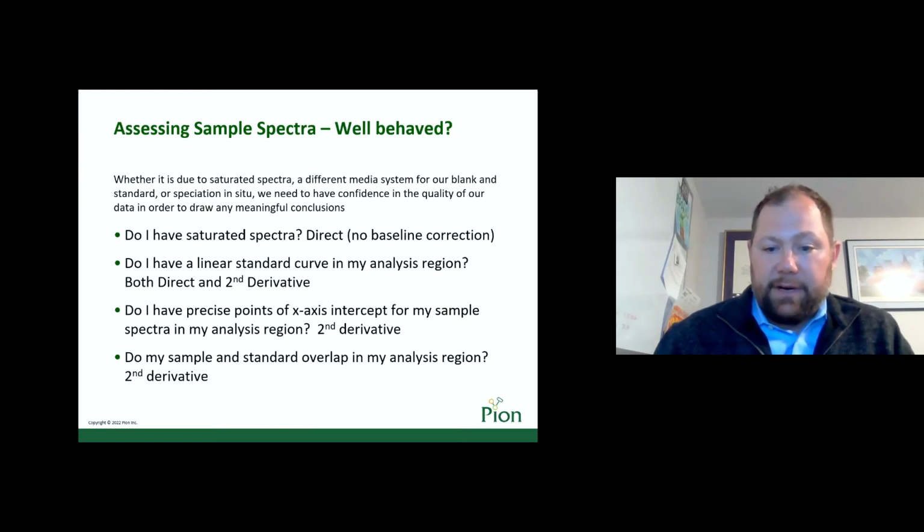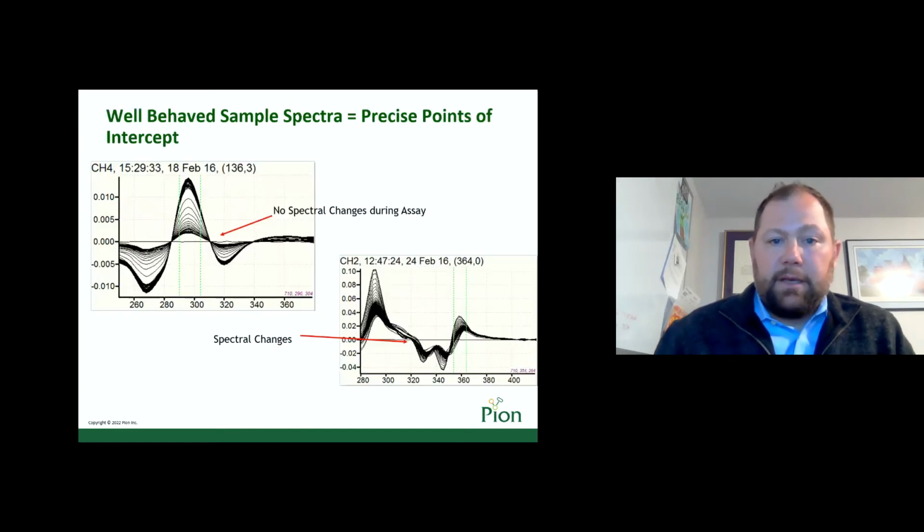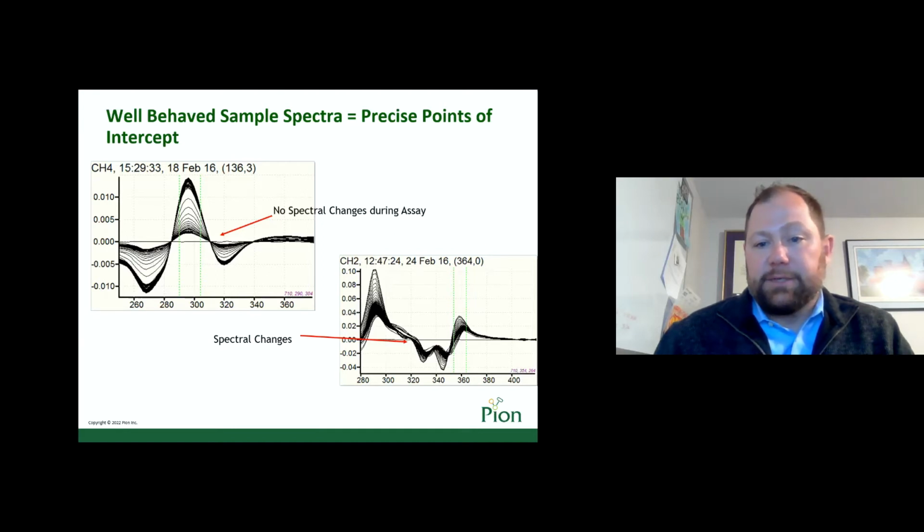Assuming it is, I am then ready to assess the quality of my sample spectra data and compare the spectra of my samples and standards. In the Show All Spectra view under the Sample tab, I look to make sure all of my spectra are passing through a precise point of intercept on the x-axis in the area of my calculation setting. One of the properties of second derivative analysis is that regardless of concentration for a given species, all data will pass through a precise point of x-axis intercept.